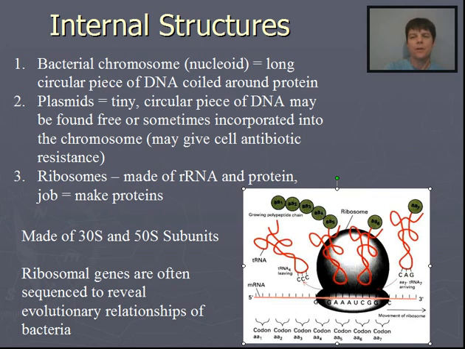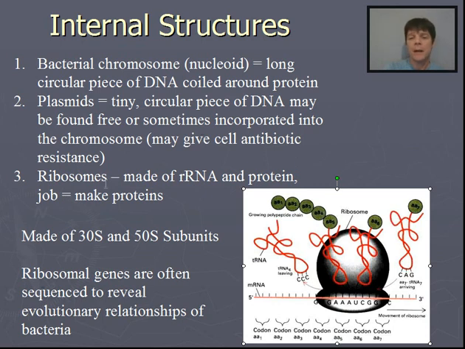The internal structures of bacterial cells include their chromosome. This is a long circular piece of DNA. This is going to be coiled around proteins. This controls the genetic information of the cell. Bacteria also have plasmids many times. These are tiny circular pieces of DNA which can be found free or sometimes they're incorporated into the chromosome. These can give cells new traits, perhaps antibiotic resistance.